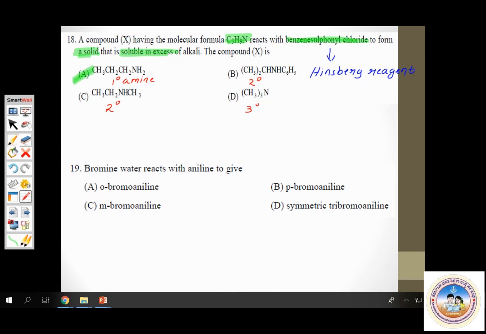So question number 19. Easy. Bromine water reacts with aniline. You have seen this reaction. Aniline is a highly activated ring. NH2 is made to react with bromine in presence of a polar solvent like water. You will now have bromination at all three positions. What are the three positions? The two ortho and one para position.